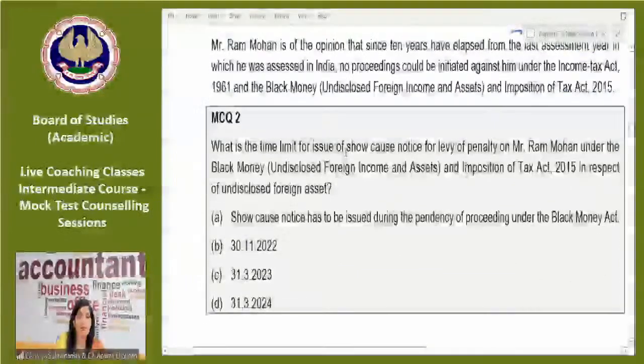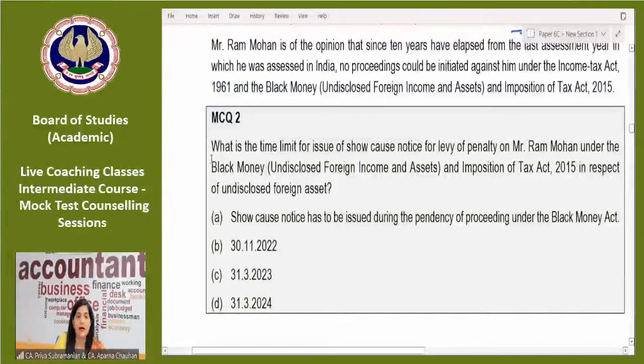Based on these facts, this MCQ 2 is asking what is the time limit for issue of show cause notice for levy of penalty of Mr. Ram Mohan under the Black Money Act in respect of undisclosed foreign asset. They are not asking whether the notice is valid or whether the proceedings can be initiated. They are simply asking when the show cause notice can be issued on Ram Mohan for levy of penalty, assuming that penalty is leviable in this case.